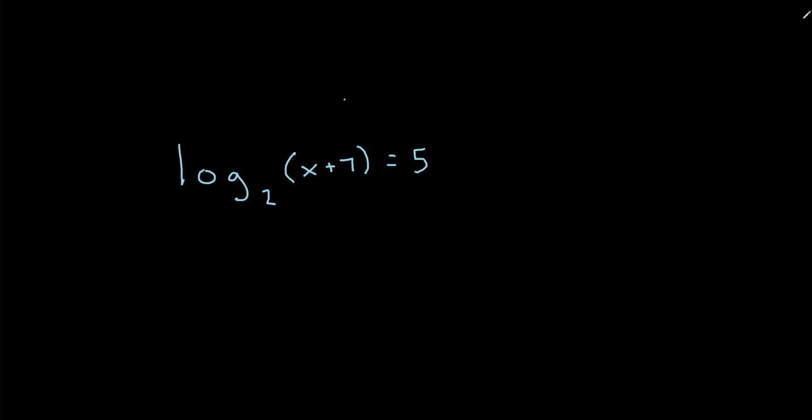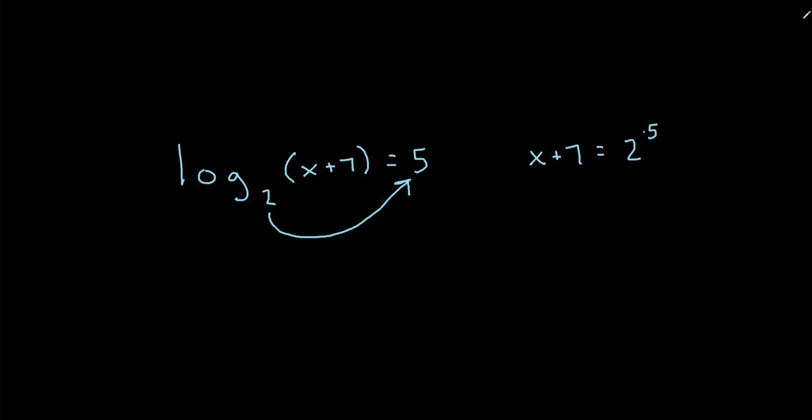Let's try another one. Let's say we have log base 2 of x plus 7 is equal to 5. How can we solve for x? Well, once again, let's recognize that the base, this 2, raised to this power must be equal to x plus 7. So we can write x plus 7 is equal to 2 raised to the 5th power.